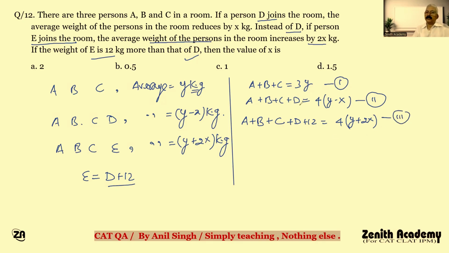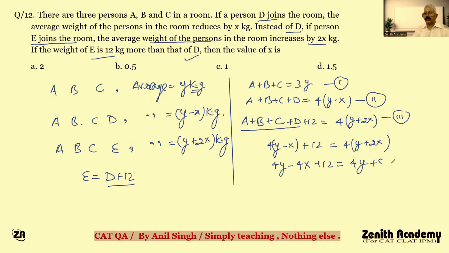So here A plus B plus C plus D is equal to 4(Y minus X). So you can replace it here as 4(Y minus X) plus 12 is equal to 4(Y plus 2X). So this is 4Y minus 4X plus 12 is equal to 4Y plus 8X. 4Y cancels. And this gives 12X is equal to 12. So X is 1, the answer is C.